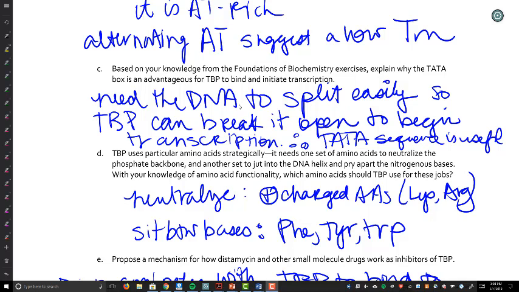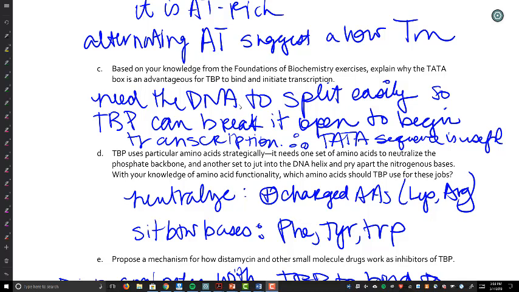So if you wanted a sequence that you wouldn't want pried open, you would want it to be CG heavy. But in this case, we want the DNA to be easily melted by the TATA box binding protein and other accessory proteins, so we would want to have an AT rich sequence.